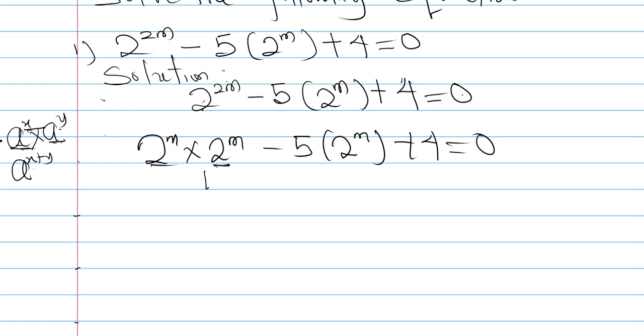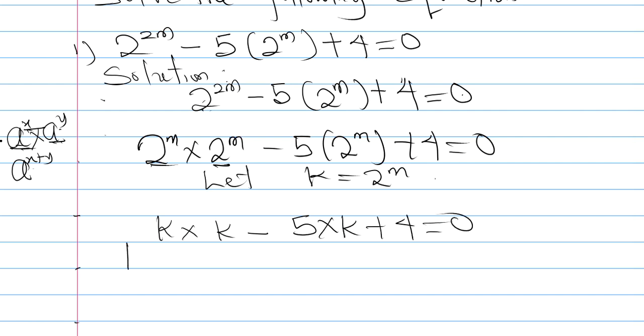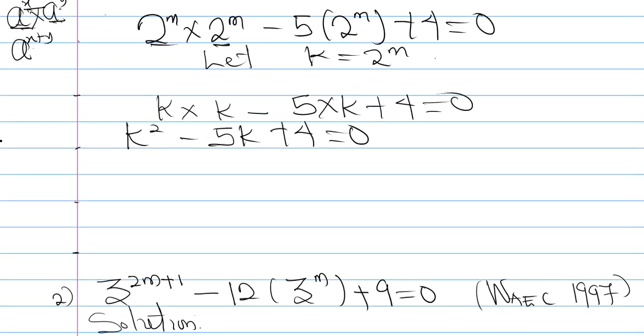Now let k equal 2 raised to power m. Now you can have k times k minus 5 times k plus 4 equal to 0. We can have k squared minus 5k plus 4 equal to 0. Here we can apply indices. We can factorize this now.